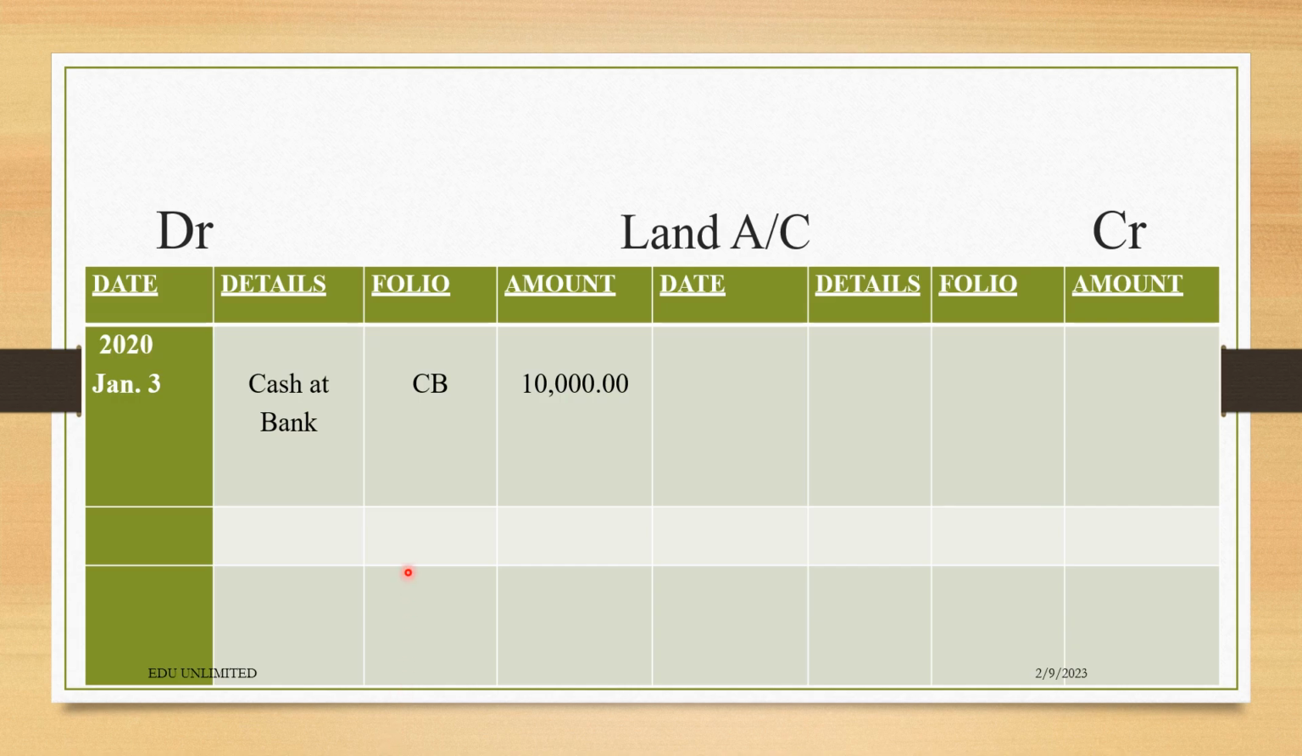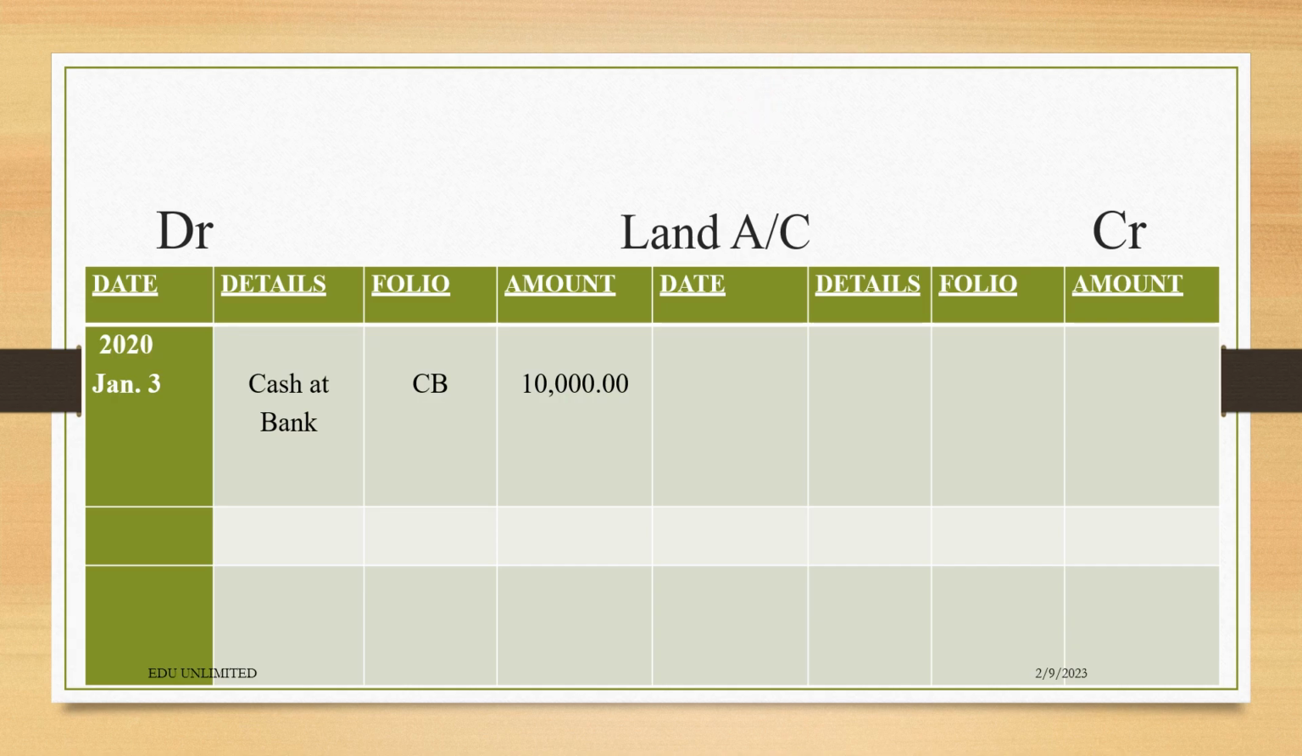To increase an asset, we debit. So we debit the land account on January 3 with cash at bank in the details column. Folio would be CB because cash at bank is a column in the cash book. So the folio would be CB, and under the amount column, we put $10,000. This is the land account. The double entry for the land account would be to open up the cash at bank account.